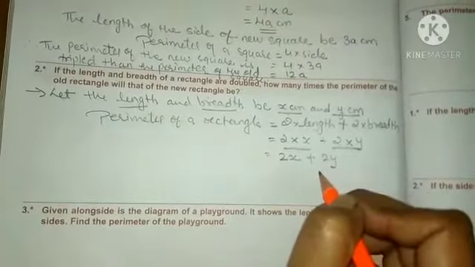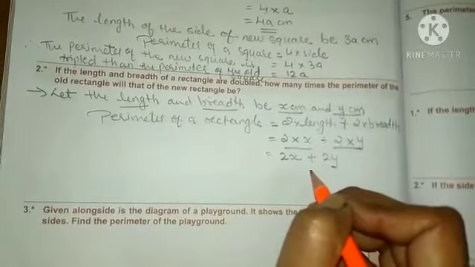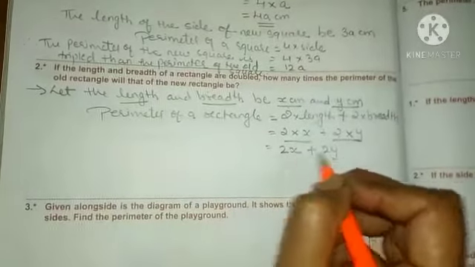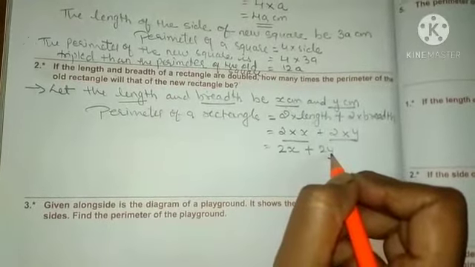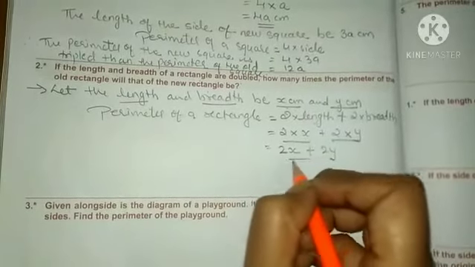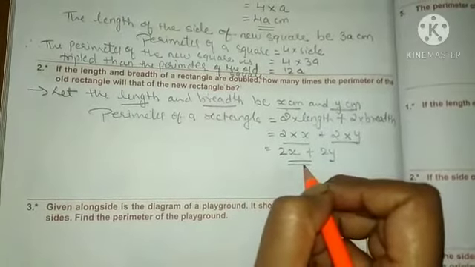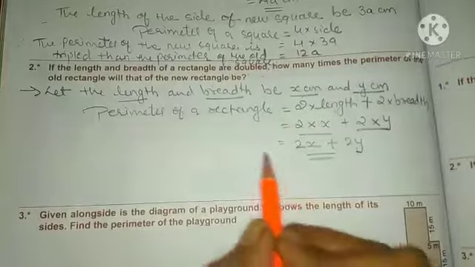Clear? Now what will you do further? Can you add this 2x plus 2y? No, because the variables are not similar. That is why we can't add. So the perimeter of the old rectangle is 2x plus 2y. Clear? We have to do further.